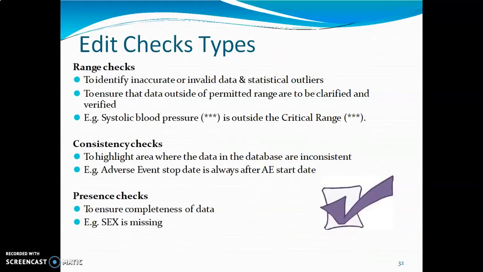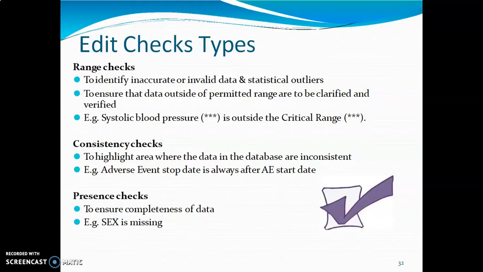Let us see the edit check types. Discrepancies were already mentioned, but let us see what checks they are going to do. Range checks identify inaccurate or invalid data and statistical outliers, ensuring that data outside of a permitted range are clarified and verified. An example is systolic blood pressure. As in the same example I told, a range will be there, and if a value crosses 200 or 300, it may be outside the critical range, so editing is required in such a condition.